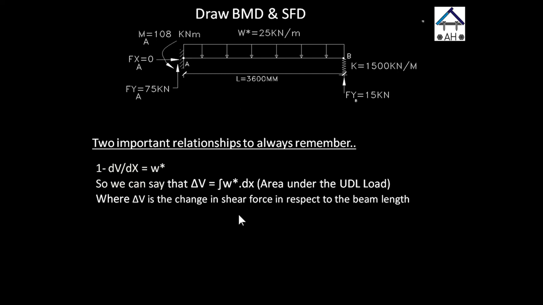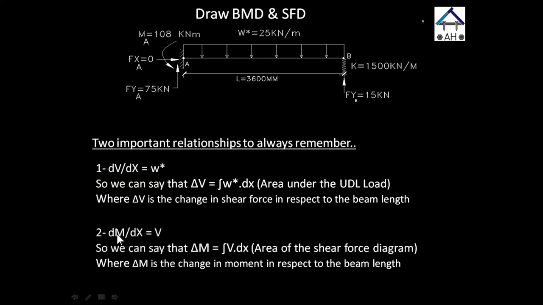And the second relationship is very similar. Now we have dM/dx, the derivative of the moment diagram, is the value of the shear force. Again, this means that the slope of the moment diagram is the value of the shear force. Same thing as before, we can say that the change in moment, delta M, is the area under the shear force diagram. So delta M is equal to the integral of V dx.